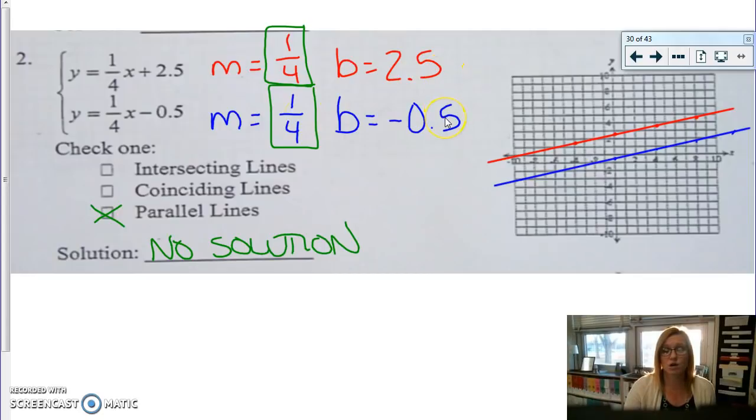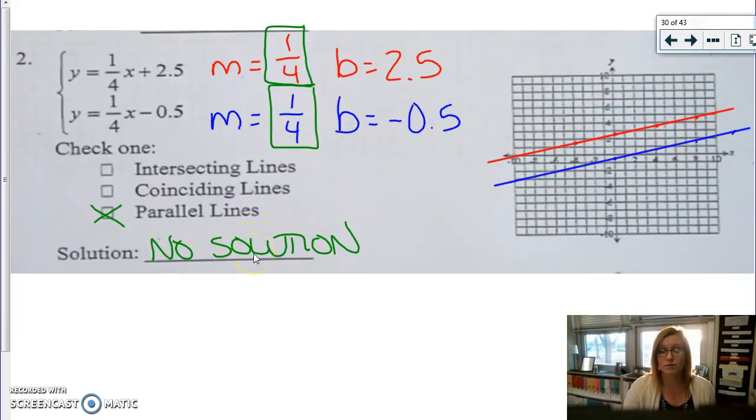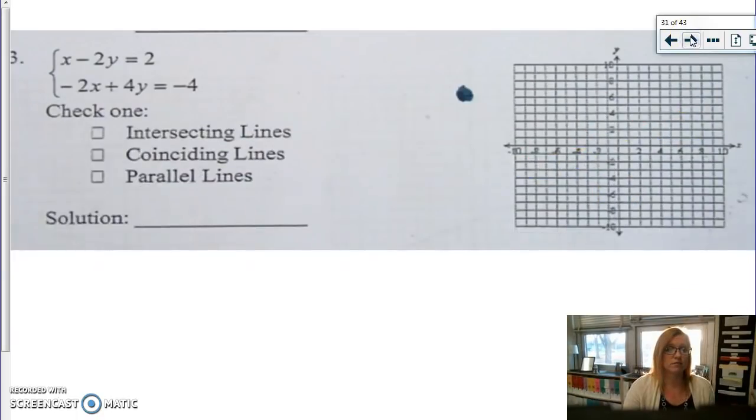The y-intercepts are different. One's positive, one's negative. If I was to actually graph these, I would see this is the red line, here's the blue line. They are definitely parallel lines, and there is no solution to parallel lines. They'll never have anything in common. All right, the third one.